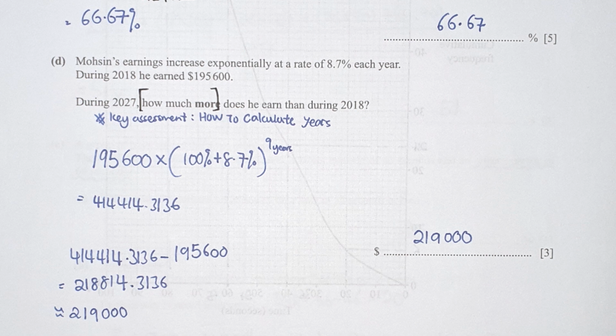414,414.3136. The difference will result in 218,814.3136. After correcting it to 3 significant figures, you should get 219,000 as your final results.